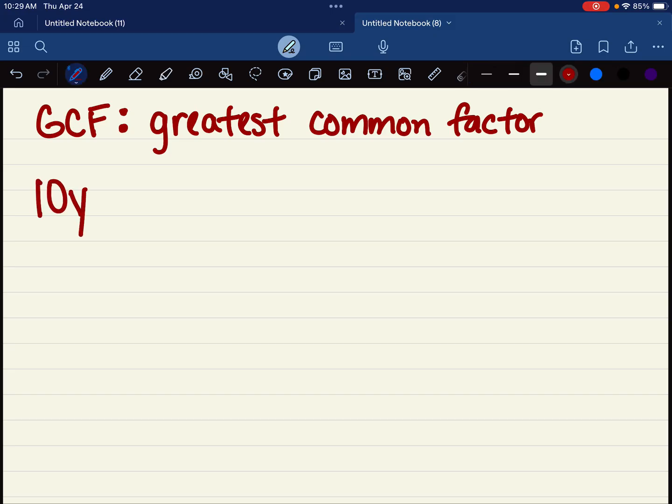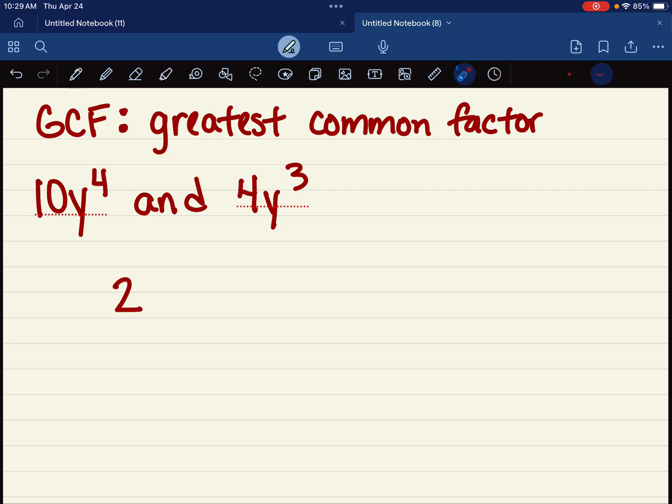So, if I have 10y to the fourth and 4y to the third. Now, here's what we're going to do every time. We're going to talk about numbers first, and then we'll talk about variables, okay? So, looking just at 10 and 4, what is the biggest number I can divide both 10 and 4 by? 2, okay? I would always check this number first. Is 10 divisible by 4? No. So I go to the next biggest number, which is 2. Biggest number I can divide both those by is 2.